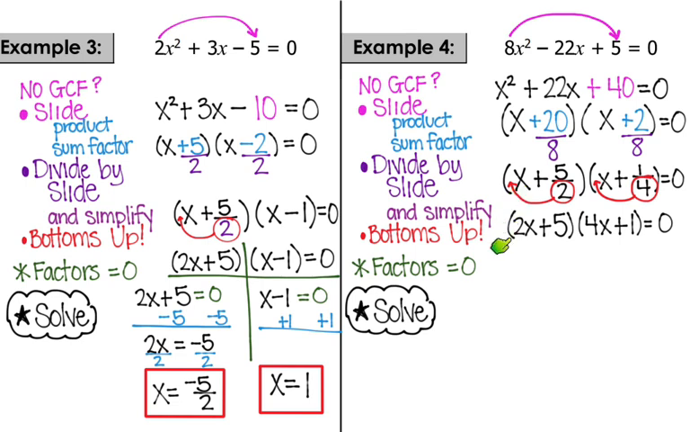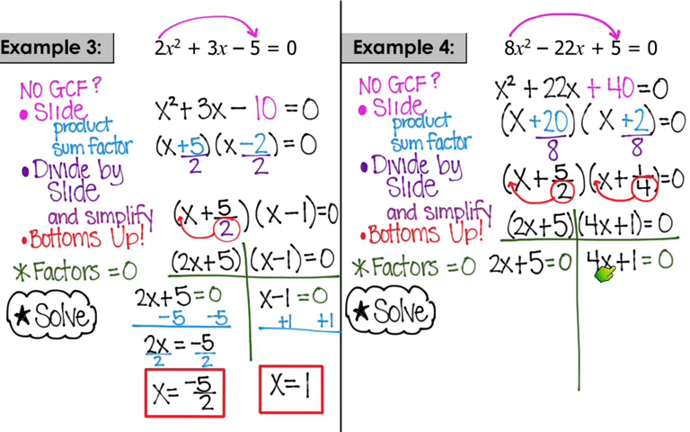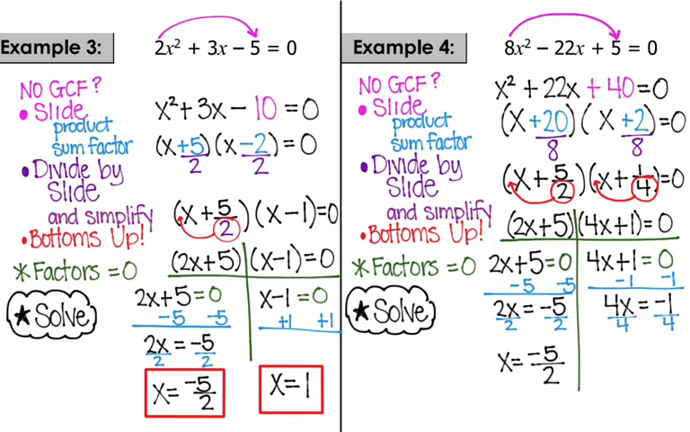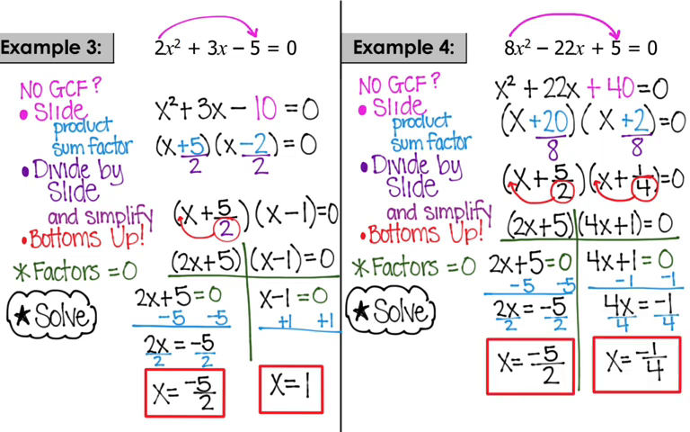Now we're going to solve. Since we've gotten all the way to factorization, we break this up and we set each of the factors, 2x plus 5 and the 4x plus 1, equal to 0, and solve each one of those. So we're going to subtract 5 and then divide by 2. And over on this other one, we're going to subtract 1 and then divide by 4. And we have our 2 solutions.